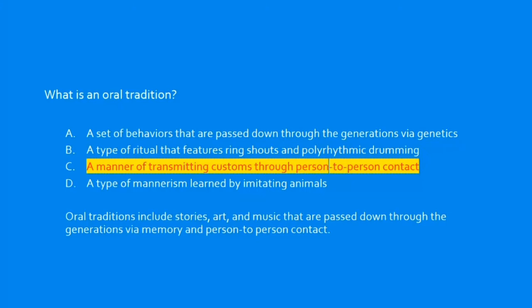The answer is C, a manner of transmitting customs through person-to-person contact. Oral traditions include stories, art, and music that are passed down through the generations via memory and person-to-person contact.